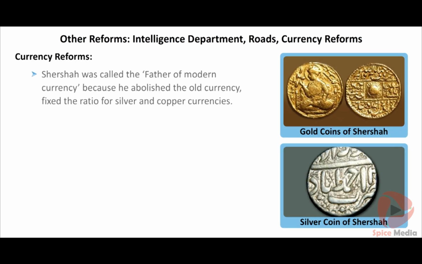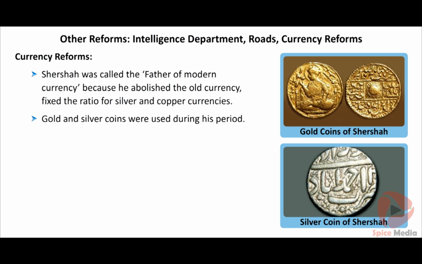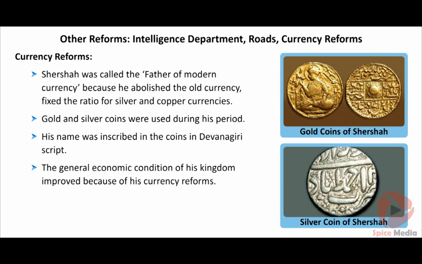Currency reforms. Sher Shah was called the father of modern currency because he abolished the old currency, fixed the ratio for silver and copper currencies. Gold and silver coins were used during his period. His name was inscribed in the coins in Devanagari script. The general economic condition of his kingdom improved because of his currency reforms.